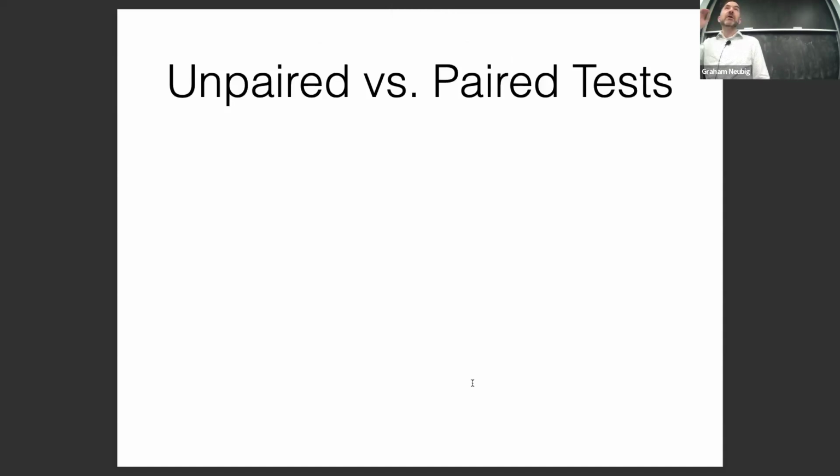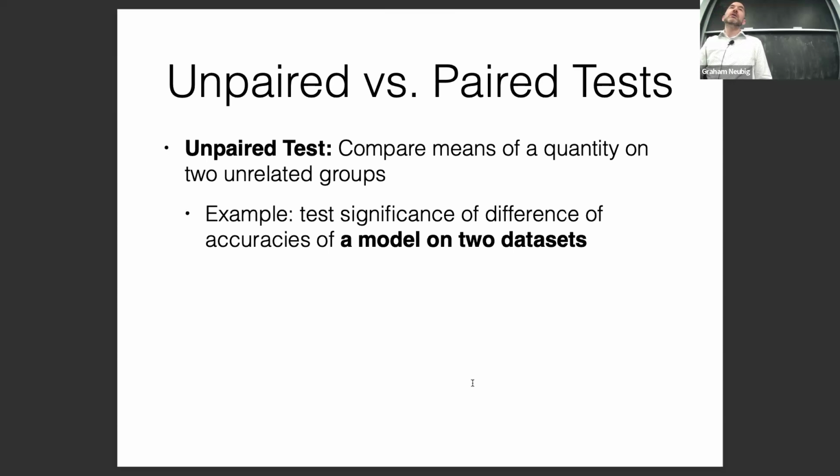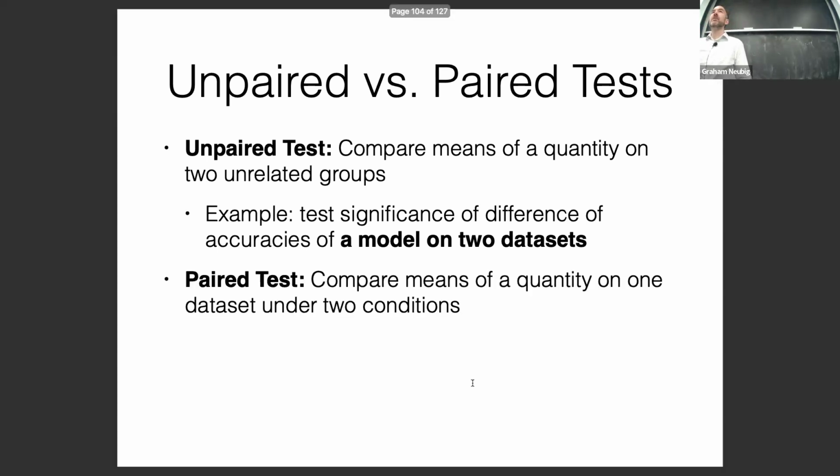There's another concept called paired versus unpaired tests. An unpaired test means we compare the means of a quantity on two unrelated groups. So an example could be the test of the significance of a difference of accuracies of a model on two data sets. Let's say I have data set number 1 and data set number 2. What is the likelihood that there's actually a real difference in the data sets as opposed to just random sampling noise between them?